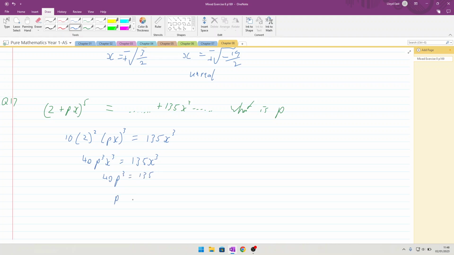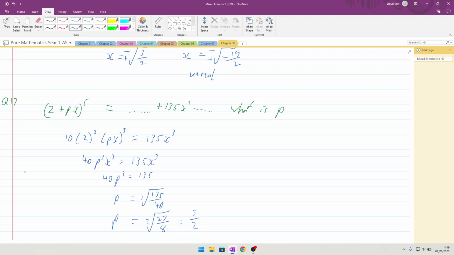Okay, p is equal to the cube root of 135 divided by 40. Okay, 135 divided by 40 is 27 over 8. The cube root of 27 over 8 is 3 over 2.